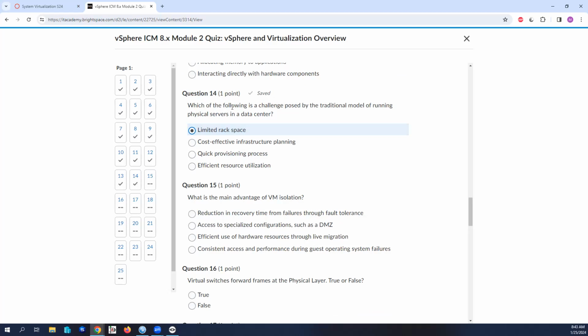Everything else is like, this is good. This is good. Quick provisioning, no. Efficient resource utilization, no. Cost-effective infrastructure planning, no, no, no, no. That's the negative, and this is what is bad about physical servers. All of these are positive for virtualization. And this is the negative for running a physical data center.